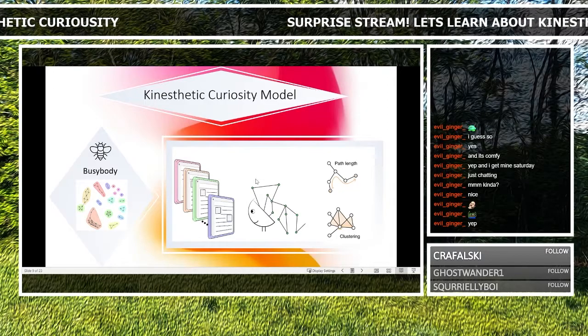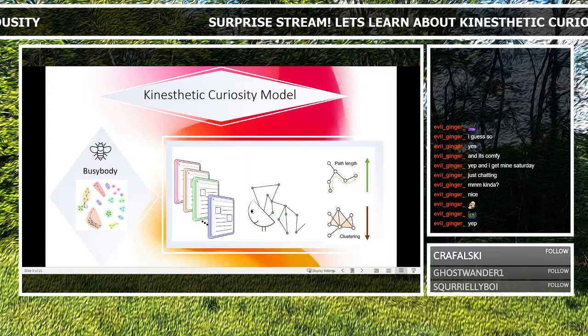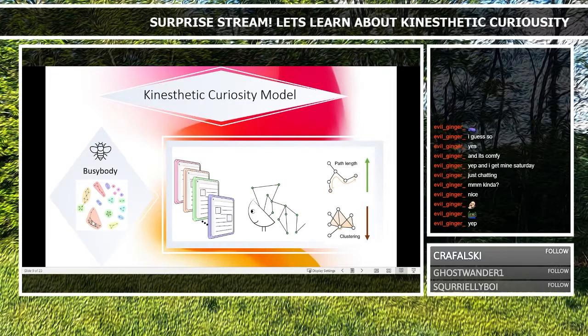And to make that a little bit concrete, that means the path length is longer and the clustering is down. So if you look at this knowledge network over here, you can see how these are loosely connected, but it's not like over here where it's really dense in information.